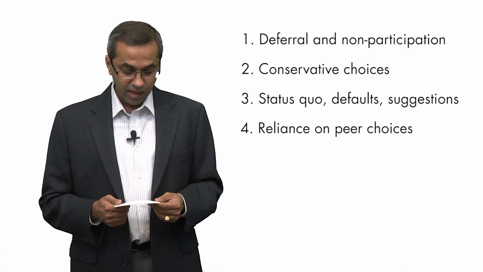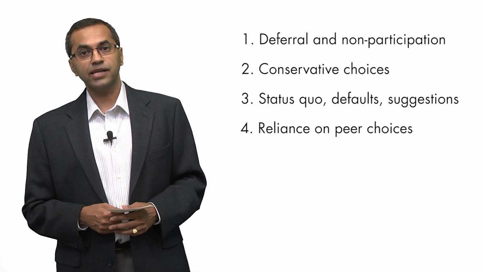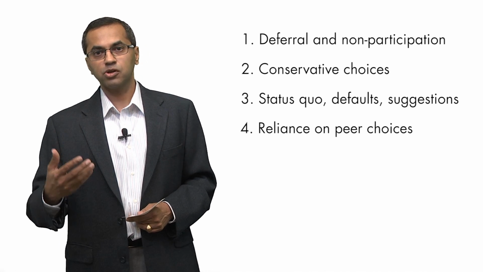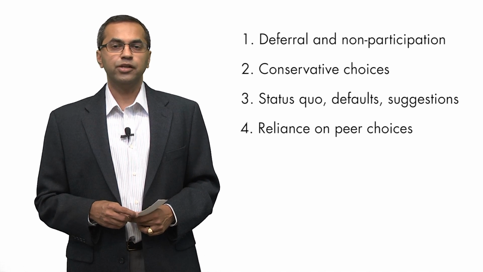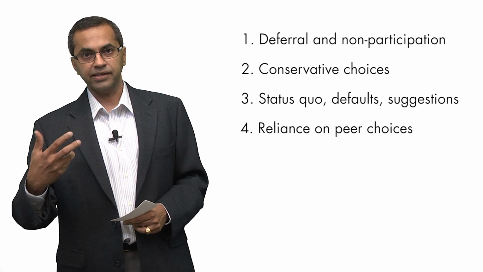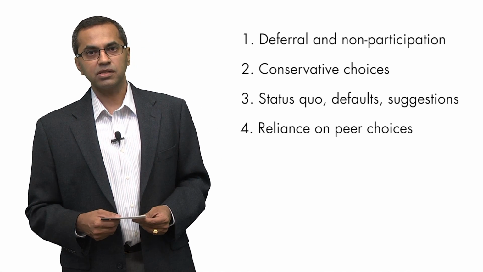The fourth effect is, again, the reliance on peer choices. We tend to look at what other people choose. Those other people could be someone we dine with. It could be a celebrity endorser. It could be something that an intelligent agent recommends to us.